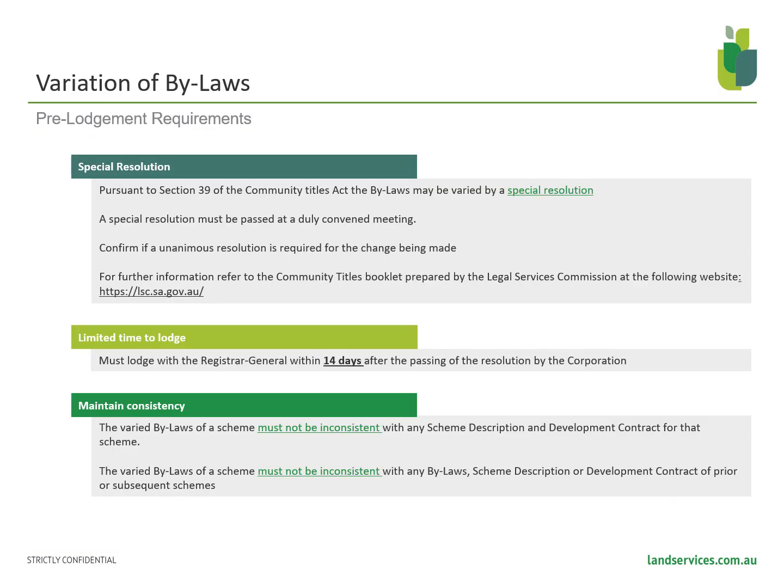There are various requirements that must be met prior to the lodgement of the variation. An application to vary the bylaws by a special resolution is made pursuant to Section 39 of the Community Titles Act and must be passed at a duly convened meeting. Please note, there are circumstances where a variation must be made pursuant to a unanimous resolution. For a list of these circumstances and the requirements for a duly convened meeting, please refer to the information published by the Legal Services Commission on their website.